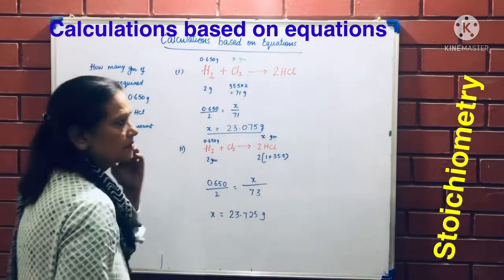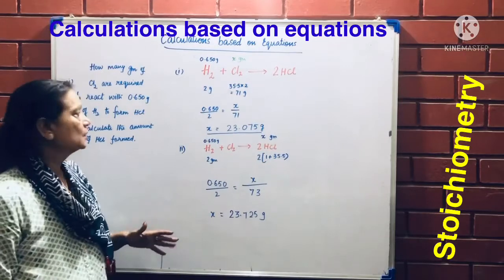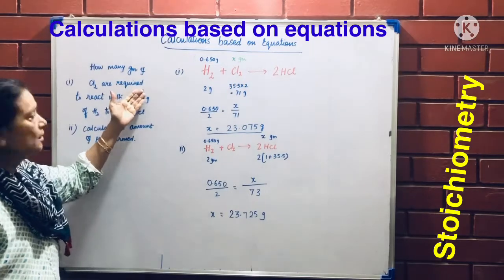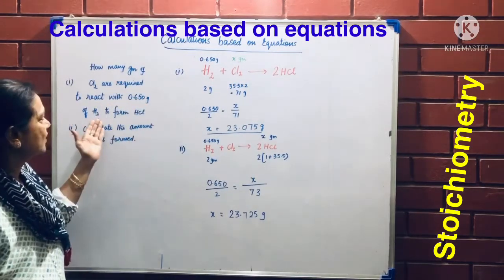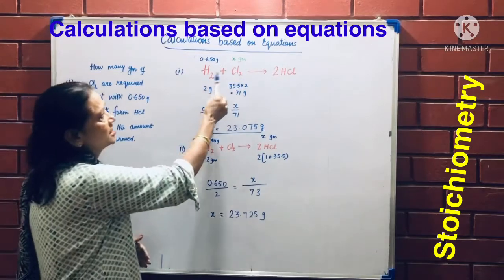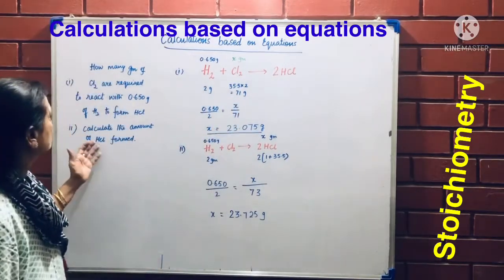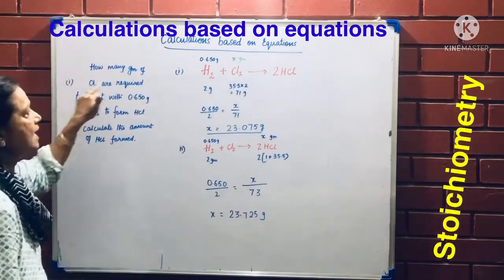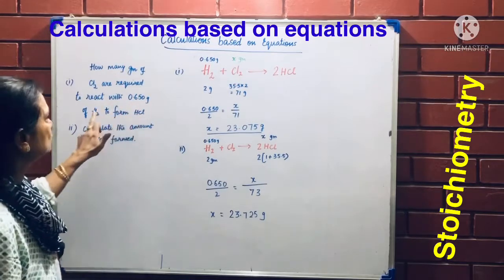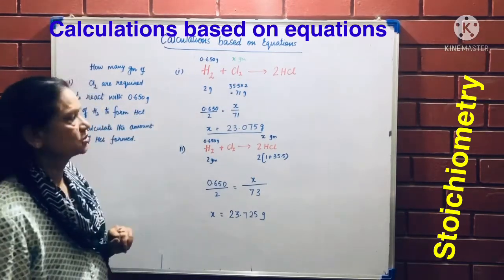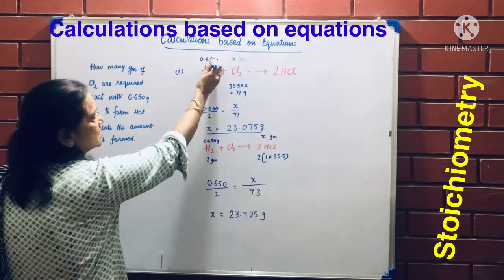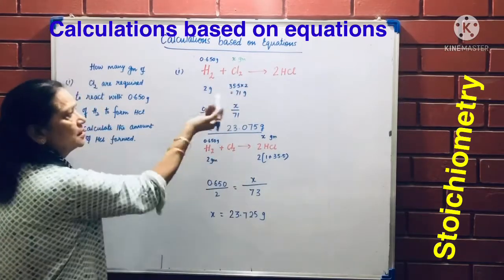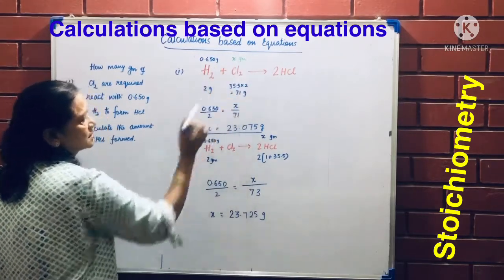Now sometimes the equation is not given to you in the question. So you will have to form that equation. It says how many grams of chlorine are required to react with 0.650 grams of hydrogen to form HCl. So I made an equation H2 plus Cl2 gives 2HCl. Now the question says how many grams of chlorine. So I've written X over chlorine and in grams. 0.650 grams of hydrogen, so hydrogen here. Weight is there, so molecular weight below. Weight is there, so molecular weight of chlorine is 71. Then same, this upon this is equal to this upon this.